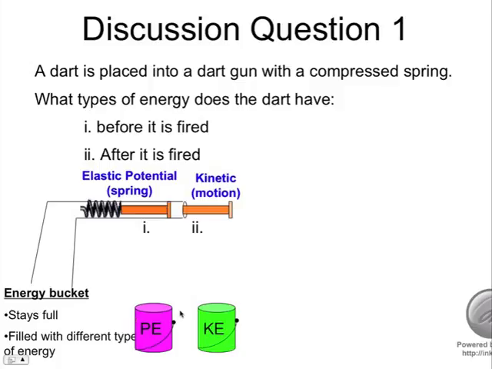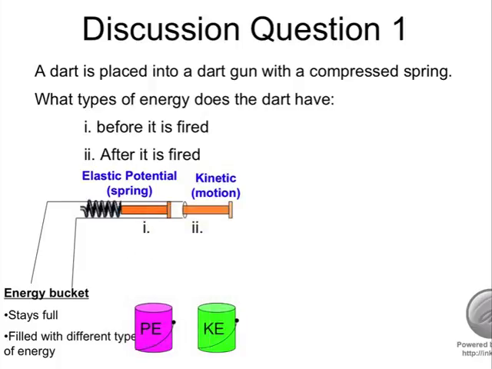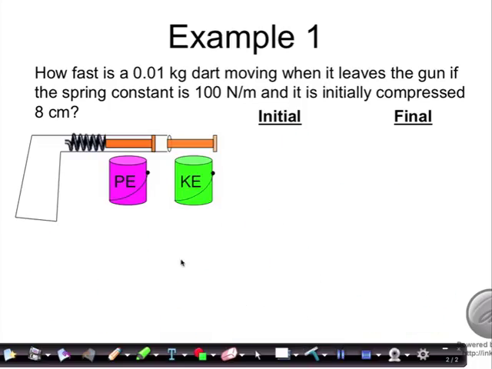I want to introduce this analogy of our energy bucket. Our energy bucket always has to stay full, no matter what. So at the beginning, before it's fired, the dart has complete elastic potential energy. And after it's fired, it has complete kinetic energy, because it's moving. But no matter what, our energy bucket must stay full. So let's take a look at an example problem.